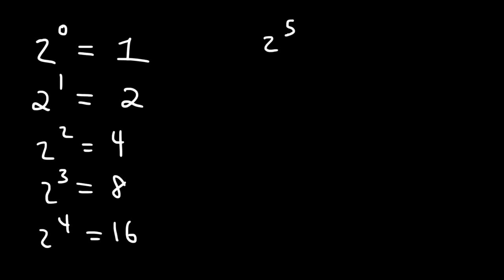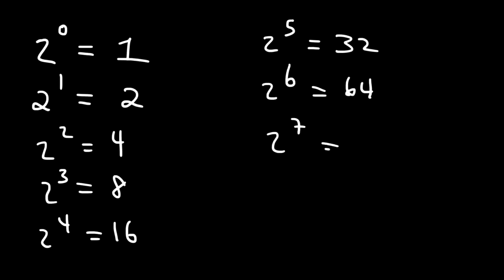And then 2 to the fifth power, that's 32. 2 to the sixth is 64. 2 to the seventh is 128. And then 2 to the 8 is 128 times 2, or 256. And so if you know these values, you can quickly perform the operations that are necessary when converting a binary number into a decimal number. So let's try another example.